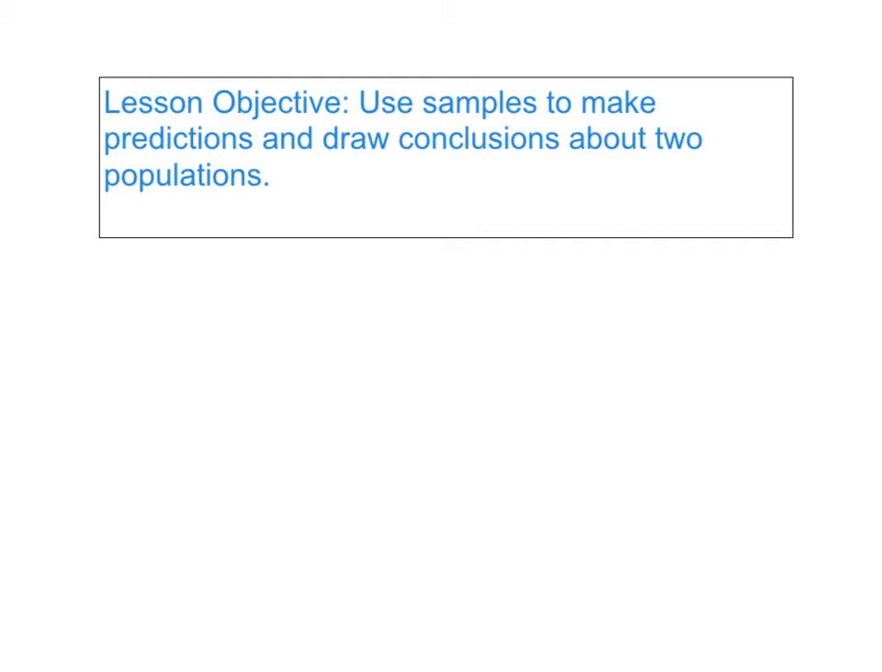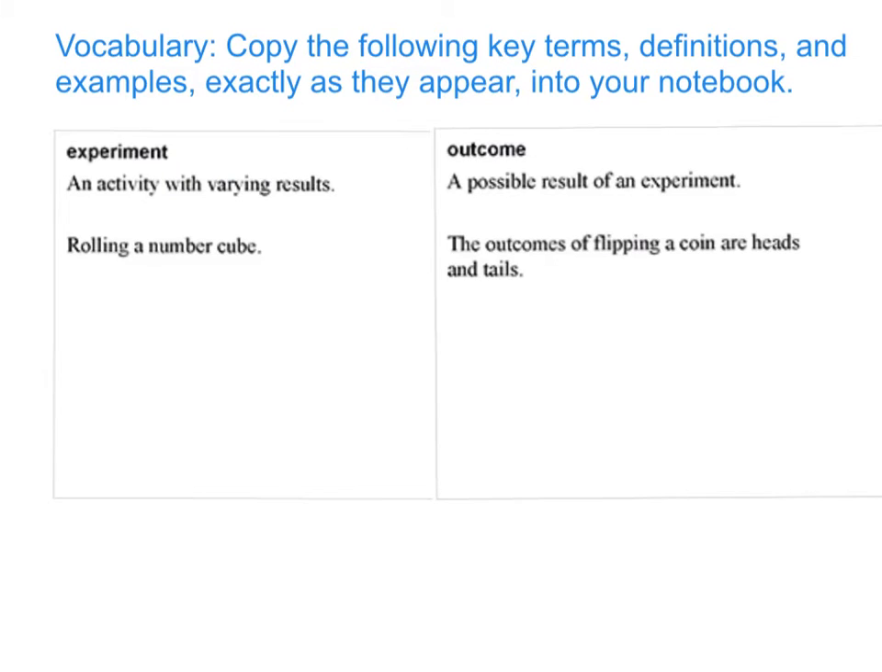Pause again while you write today's lesson objective in your math notebook. Today's objective is use samples to make predictions and draw conclusions about two populations. Copy the following key terms, definitions, and examples exactly as they appear into your notebook.